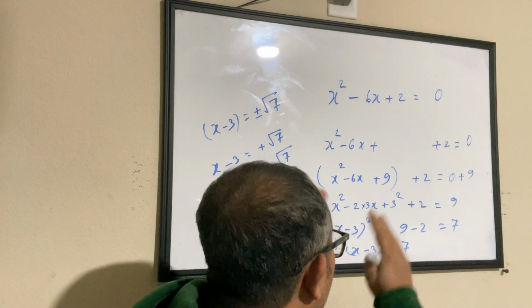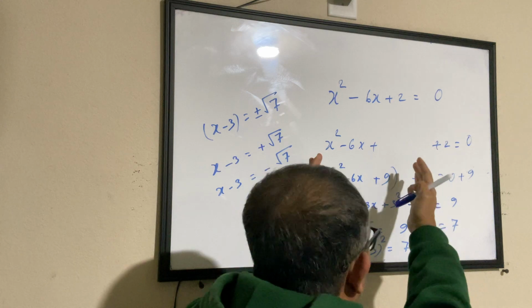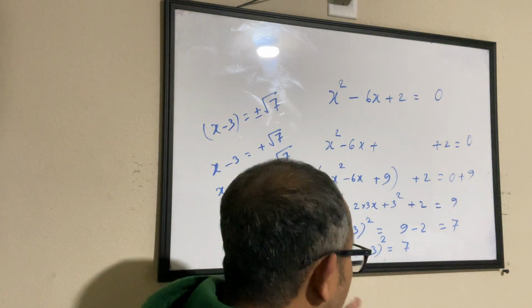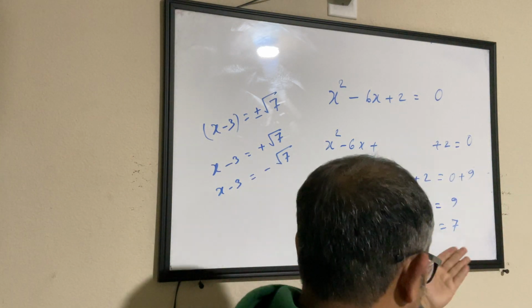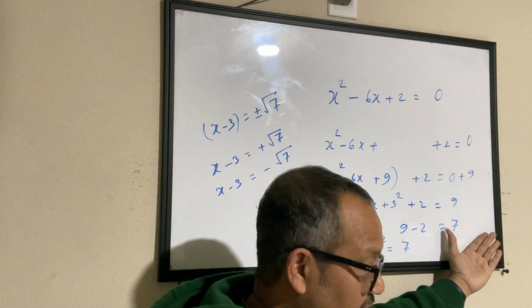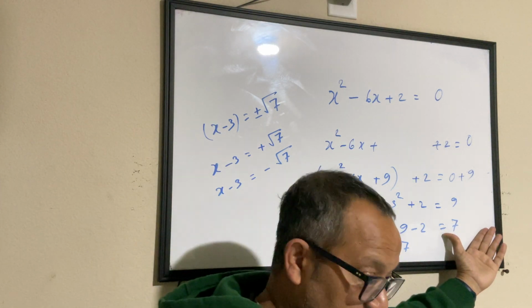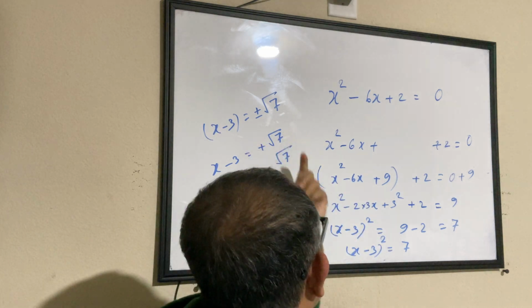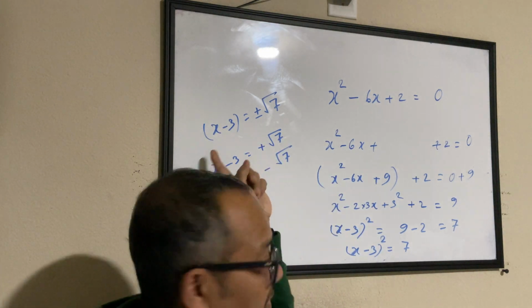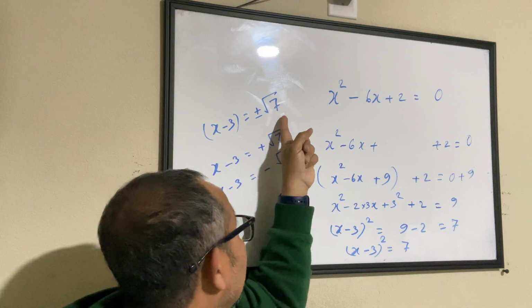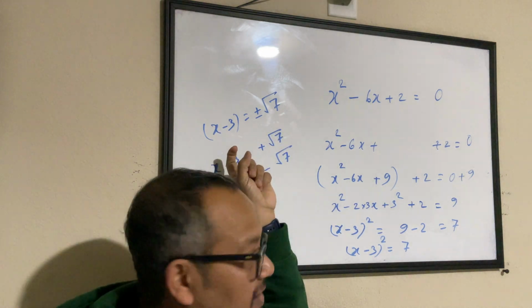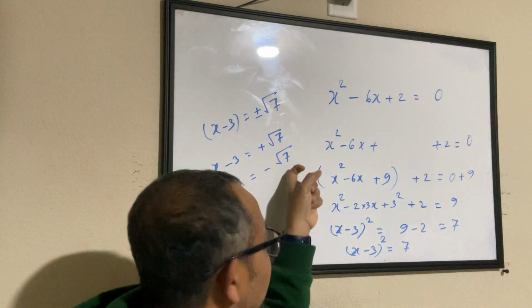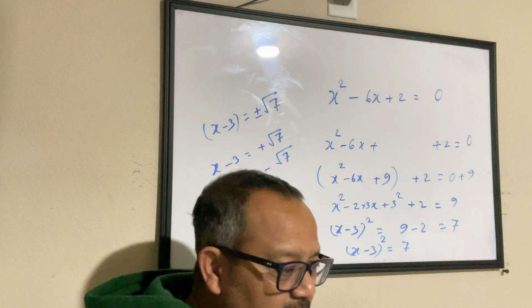Whatever you have, add or subtract something to make one part a square, and then everything else goes to the other side. So on the right hand side you are only dealing with a constant, and on this side you have a square. That way you know that if I have a square equal to some value, I take the square root on both sides and I get my possible answers.